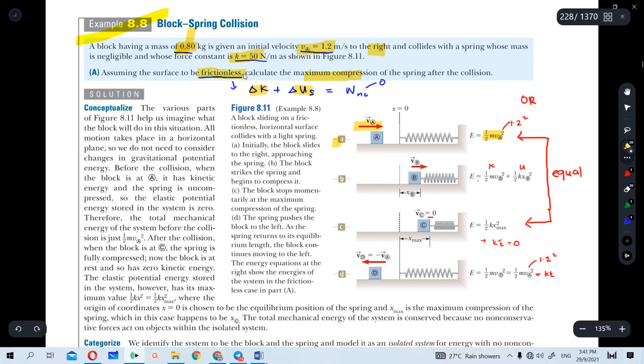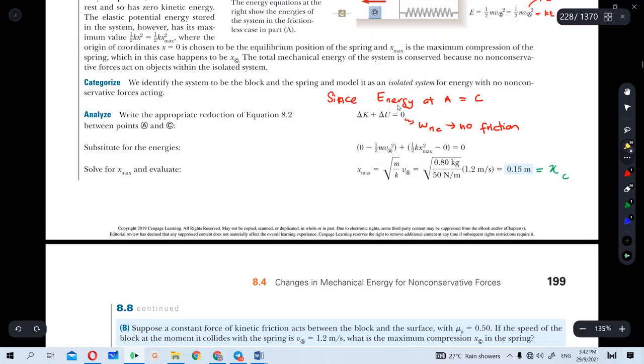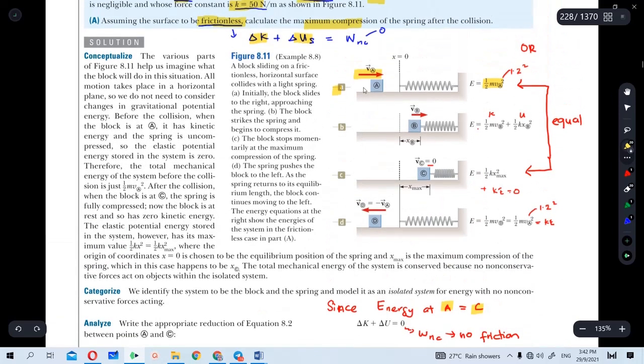Now this information would then be used to calculate maximum compression, provided that it's frictionless. So we tend to write down our technique previously. Conservation of energy, delta kinetic energy plus delta spring potential, equivalent to work non-conservative. However, in this case frictionless, so work non-conservative is 0. Alright. So we need to choose position. So our positions are A and C. Let's double check what is A. So A is when the energy is half m v squared. C is when the energy is in the form of half k x squared.